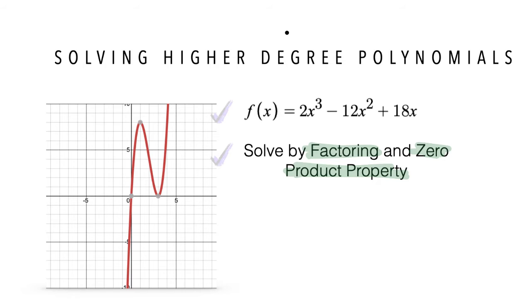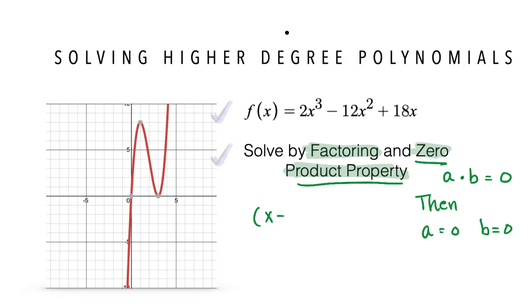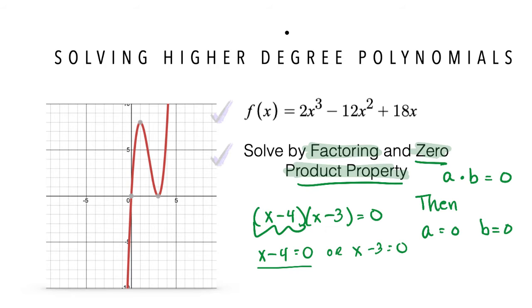Now, the zero product property basically says if you have two things multiplied together and they multiply to 0, then A has to equal 0 or B has to equal 0. That's the only way that you can multiply two numbers and get a 0. And it's not only two numbers, it can be two expressions. So if I had x minus 4 times x minus 3 equals 0, then one of these factors, either the x minus 4 or the x minus 3, had to equal 0. And once we've gotten it into this form, then we can actually solve these little linear equations.